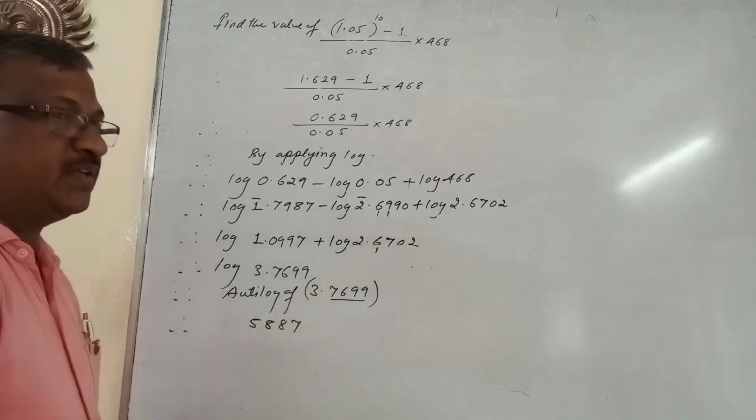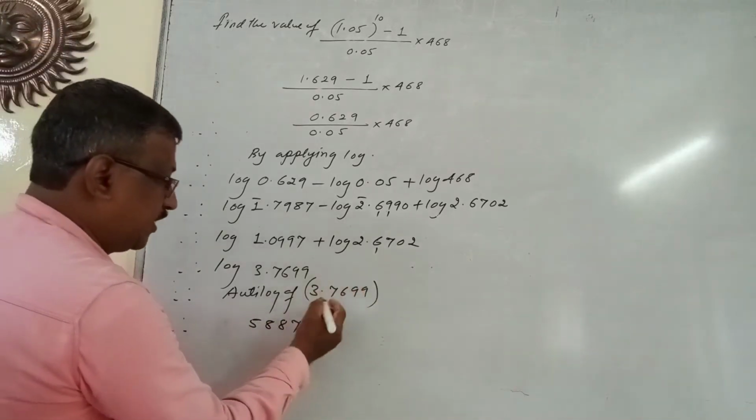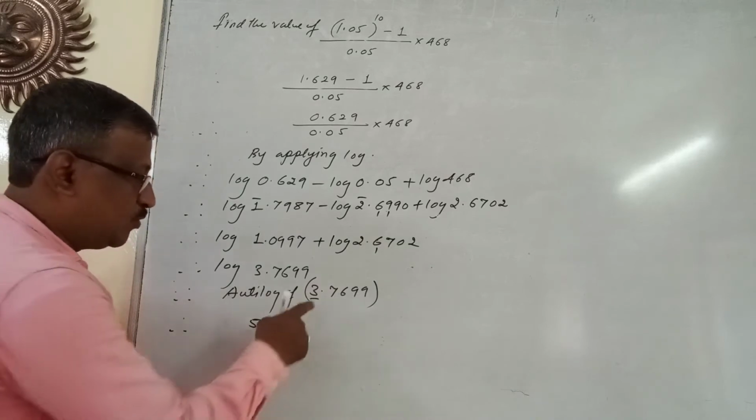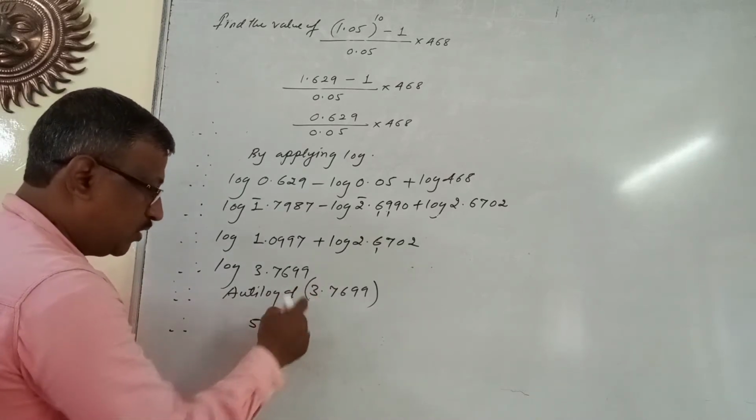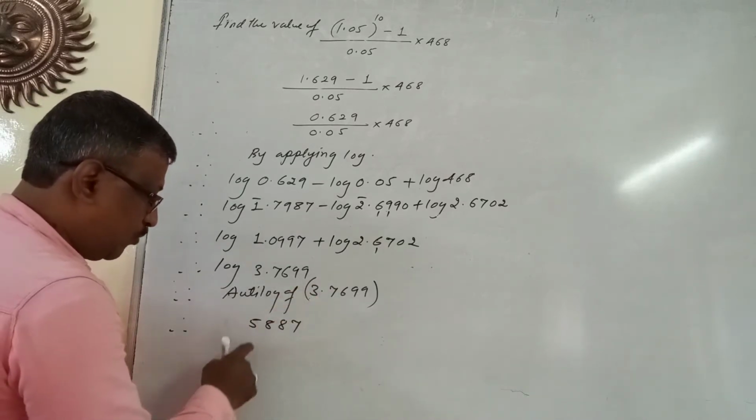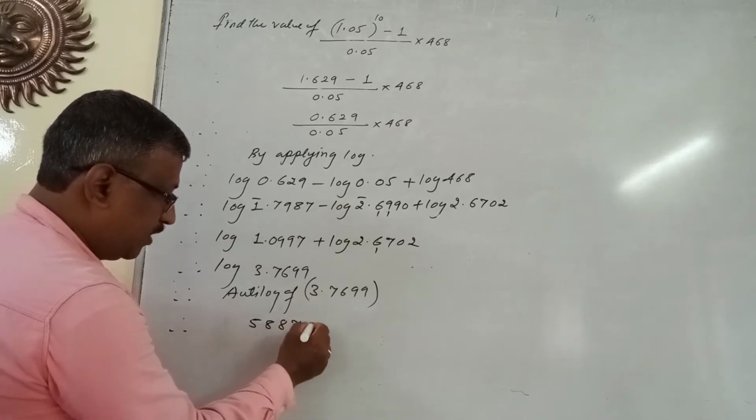5887. And now you have to place the decimal point. For that you see the characteristic, it is plus 3, and as it is positive you add 1. So 3 plus 1 is 4. Count 4 digits and then you place the decimal point. So 1, 2, 3, 4. The decimal point will come here.